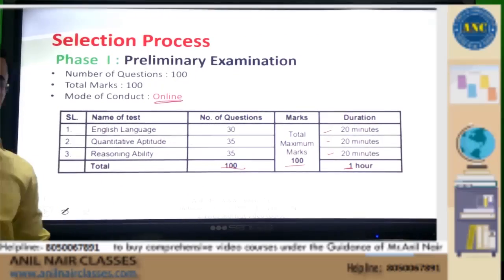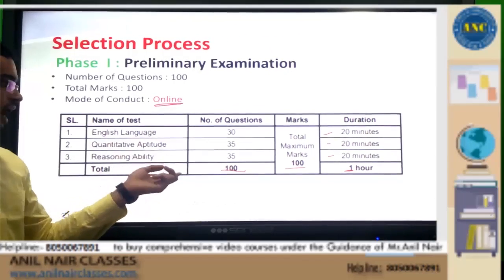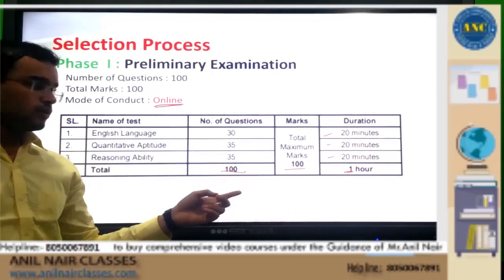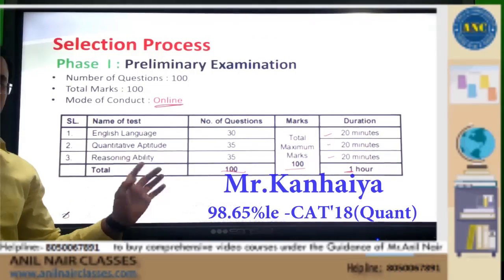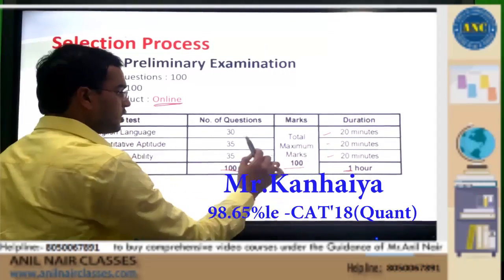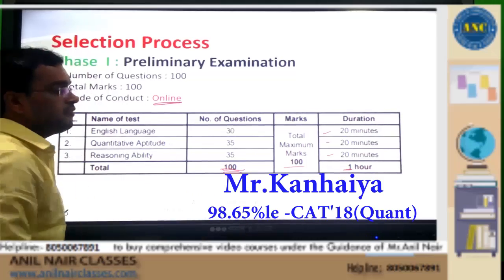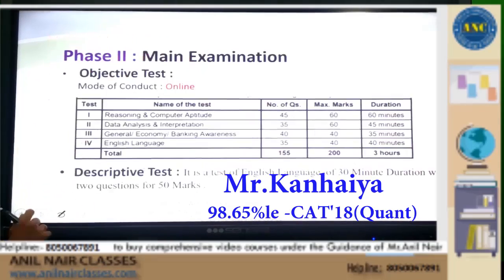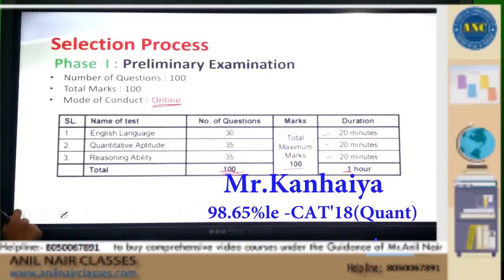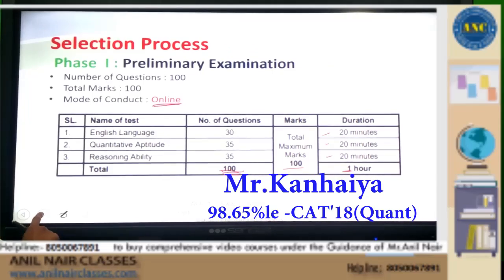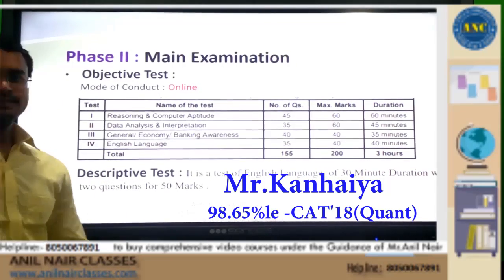By this, what I mean is, after 20 minutes of your English language, you move into quantitative aptitude, and from there on, again, you move into reasoning ability. And within 1 hour, you will finish off all the 100 questions. And once you clear this prelims, you will be called for the mains examination.